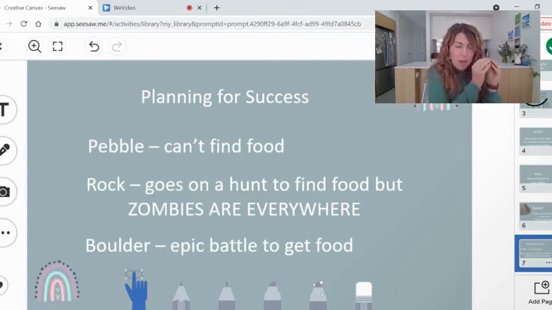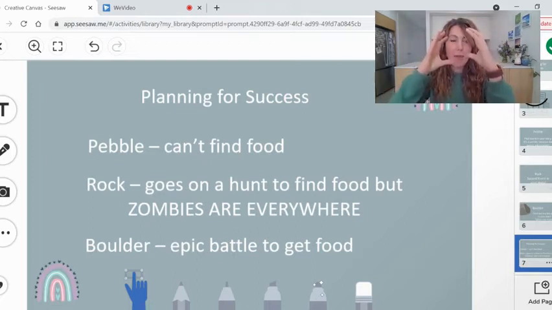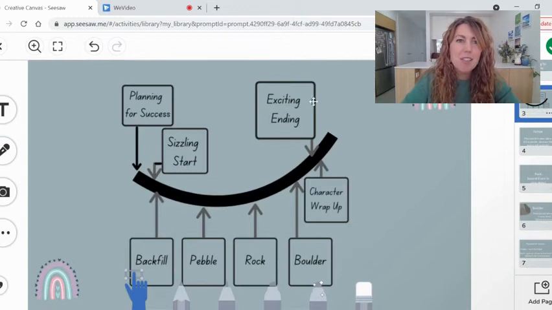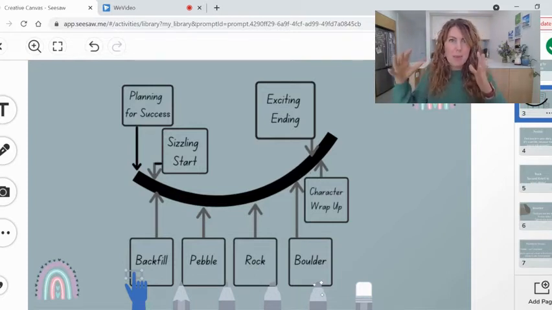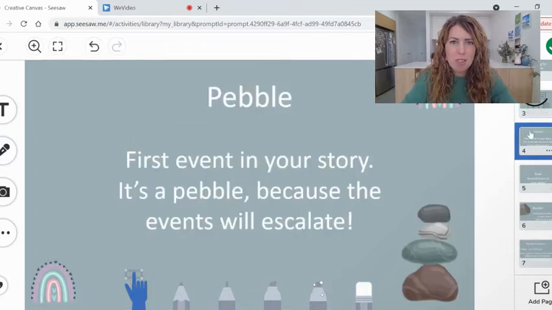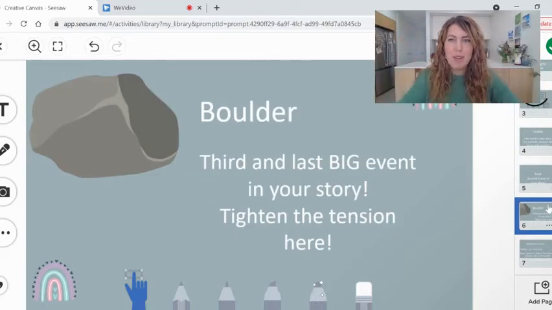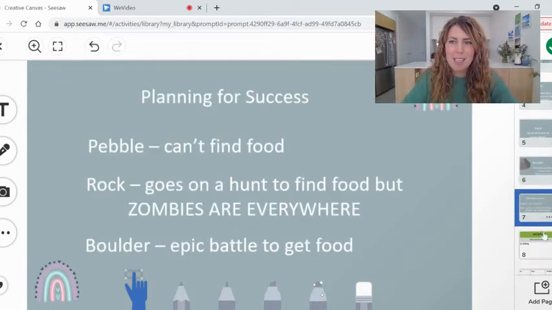So we started off with the pebble, we can't find food. We go looking for food and we find zombies are everywhere. And then the boulder in this story would be there'd be an epic battle to get the food. So you can see that I didn't just say, okay, I've done my sizzling start, I'm battling the zombies for food. You don't go straight to the boulder, you need to build it up. So remember, first event, second event, slowly starts to build. The boulder is the third big event of your story, ready for the exciting ending.